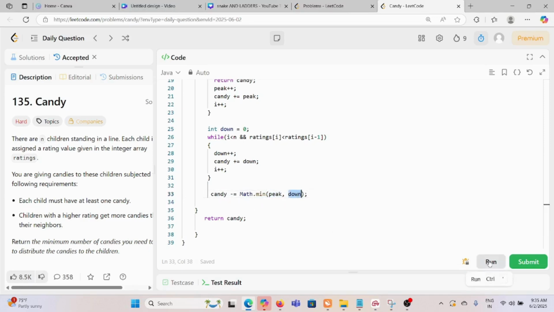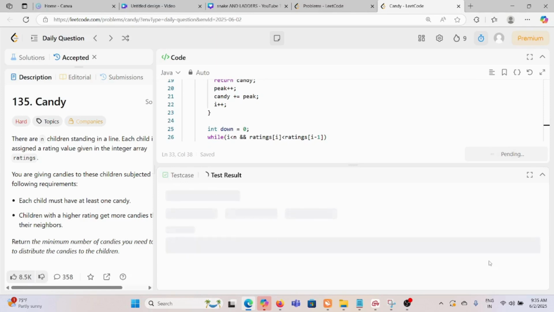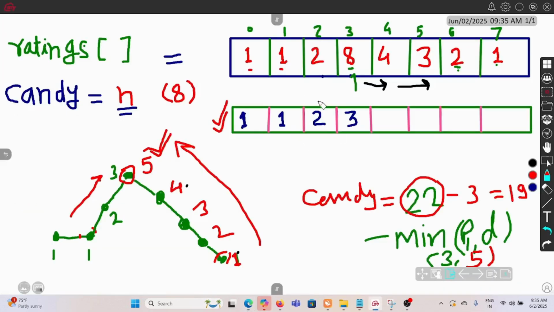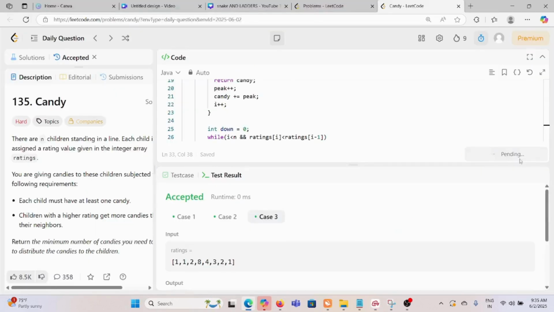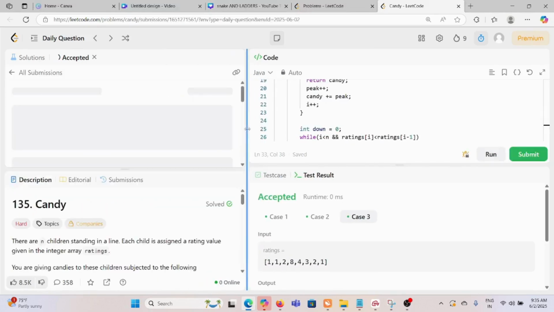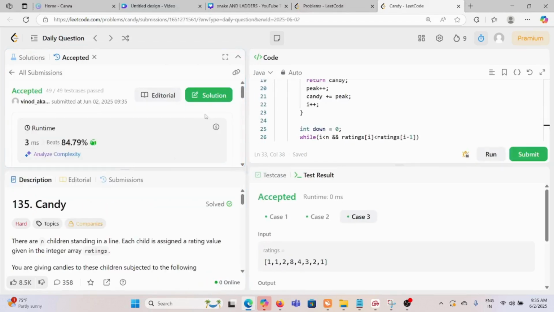So let me execute this code. Now in this code, we are not taking any extra space. This is just to understand; this is not an array that we are using. We are parking our answer in this Candy variable only, and we are handling it in a single pass. Okay, so let me try to submit it. So this is O of n in time complexity and O of 1 in space complexity.